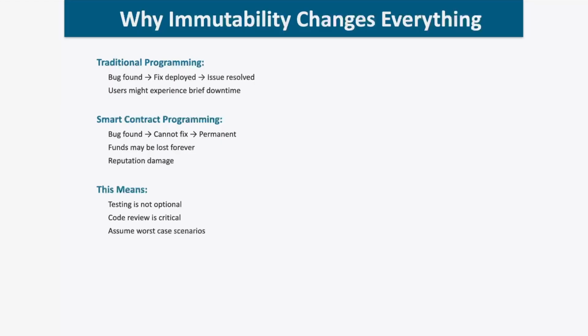Even professional auditors miss vulnerabilities sometimes. That's why they exist. Security audits. You hire experts to review code before mainnet deployment because mistakes are expensive. Immutability means consequences are permanent. This drives everything we've discussed in this module.